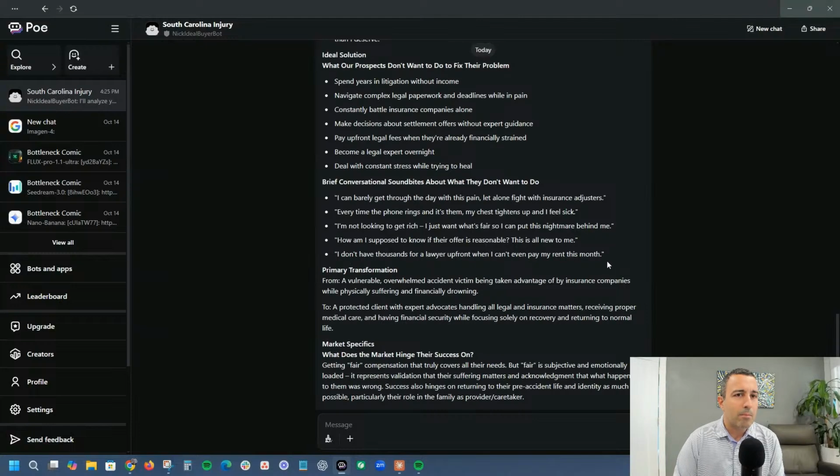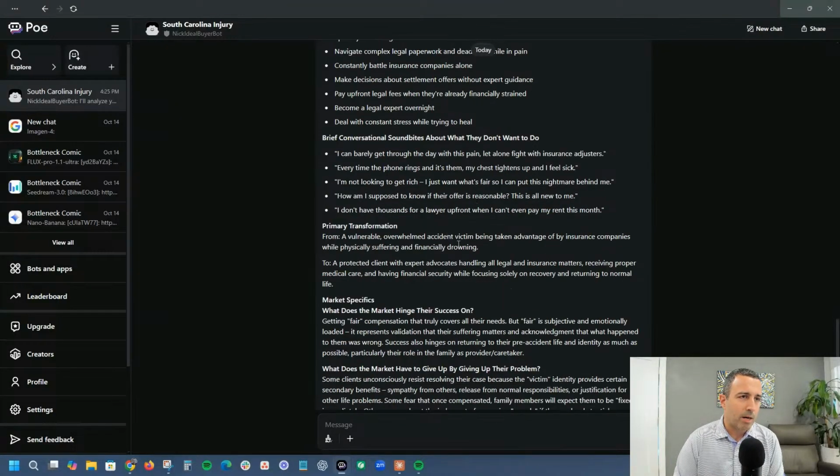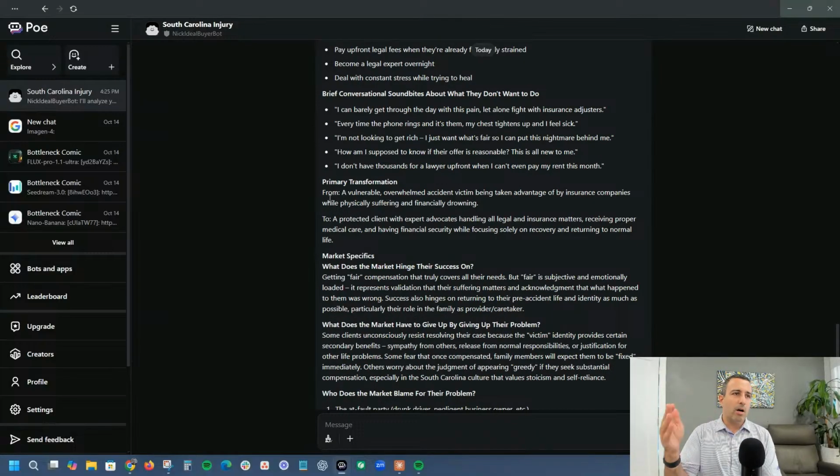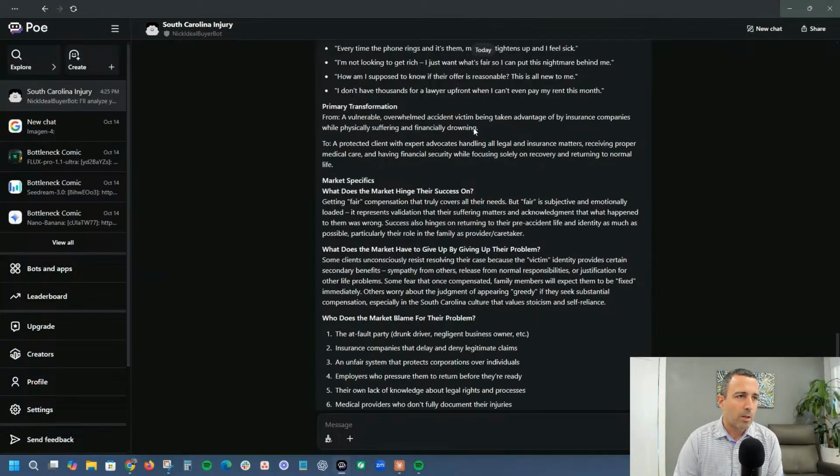But maybe they don't know that, and we just have to do a better job of teaching and educating these people. All right, primary transformation from Frodo. From a vulnerable, overwhelmed accident victim being taken advantage of by insurance companies while physically suffering and financially drowning, to a protected client with expert advocates handling all legal and insurance matters, receiving proper medical care and having financial security while focusing solely on recovery and returning to normal life.